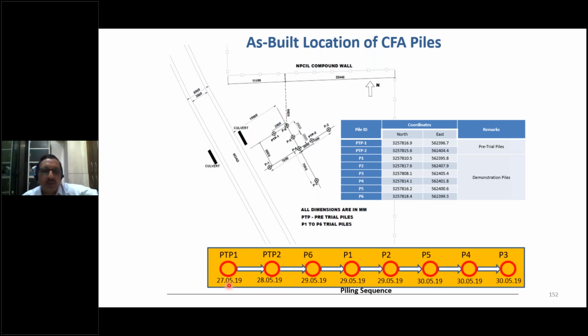On 27th of May 2019, we started with the first pile, that is the probe pile. On the second day, we took up the second probe pile. The third day, we completed 3 piles, P6, P1, P2. And on the last day, that is on 30th of May, we completed the remaining 3 piles.